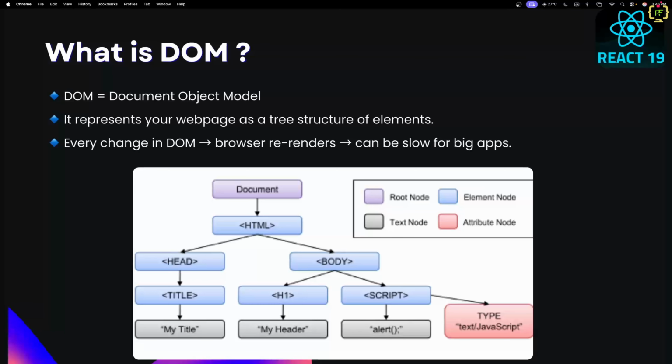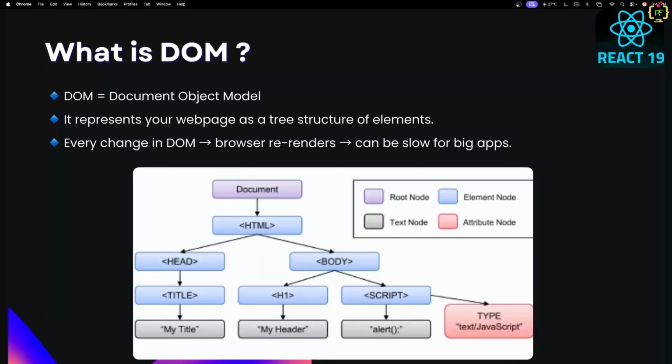Because React's magic starts there. So DOM means Document Object Model. It is like a tree that represents your HTML structure inside the browser. So in this screenshot, we have this root HTML element. From there, we have head, title, and then we can put the title. And in the body, we have h1, and then in that h1 we have this text as my header.